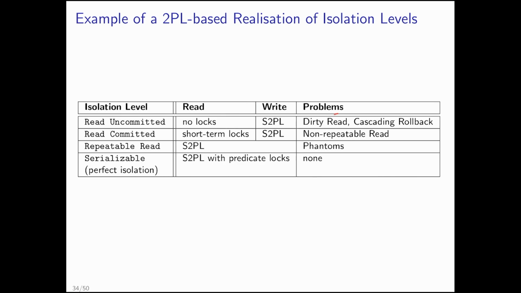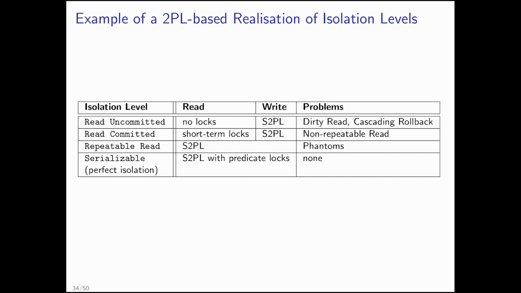Yes, you don't have dirty reads, you don't have cascading rollbacks, but you still have non-repeatable reads. Because if you give away the lock, another transaction gets in concurrently, changes the item again, you get the short-term lock, you read a different version, just like on the slide that we had.